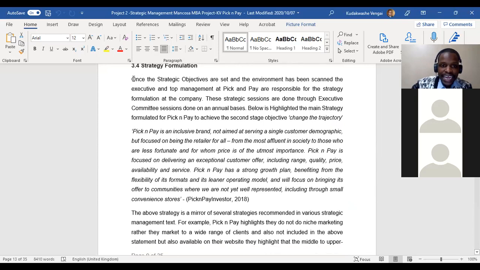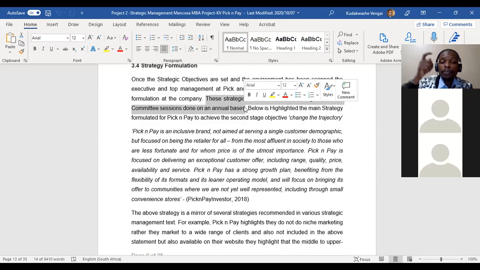Once the objectives are set and they've been scanned, the top management in Pick and Pay are responsible for the strategy formulation. I got this from their report, that it is the top management who is responsible for strategy formulation. These strategic sessions are done by strategic committee sessions done on an annual basis. From their integrated report, they actually state that every year, the top management will meet to formulate the strategy of the what? Of the company.